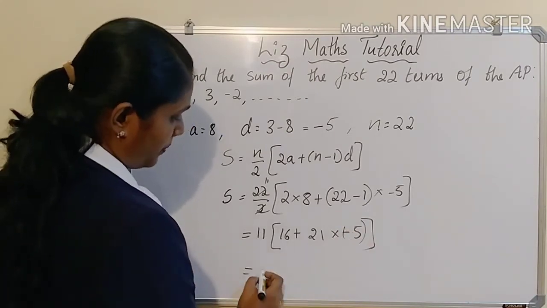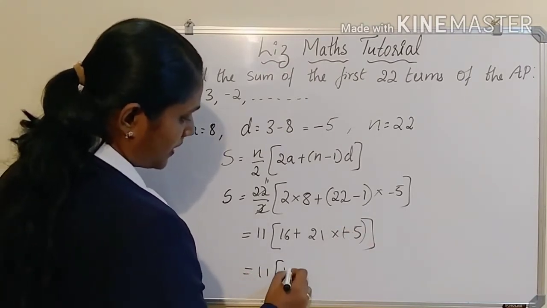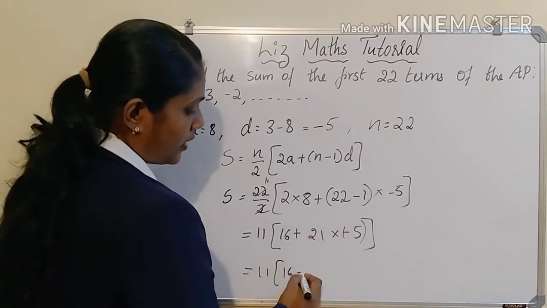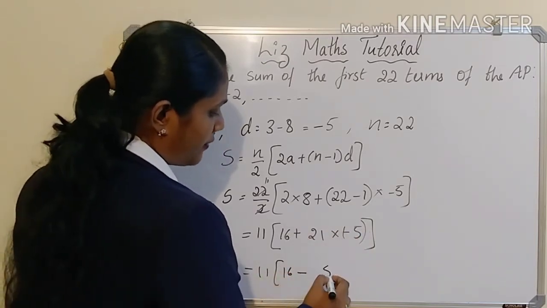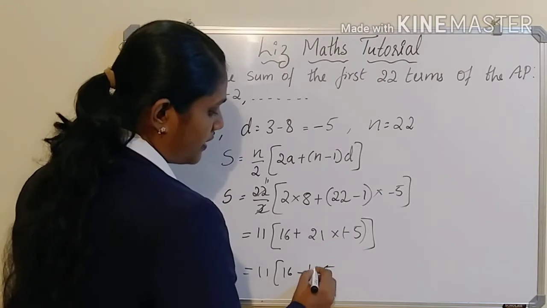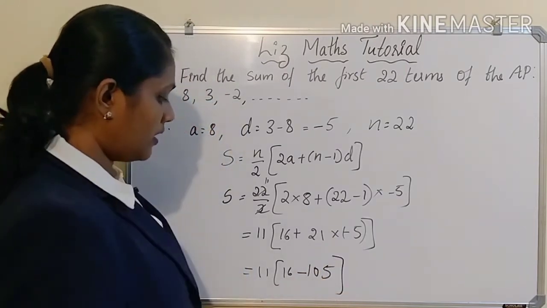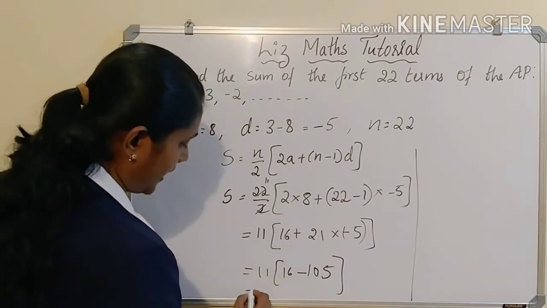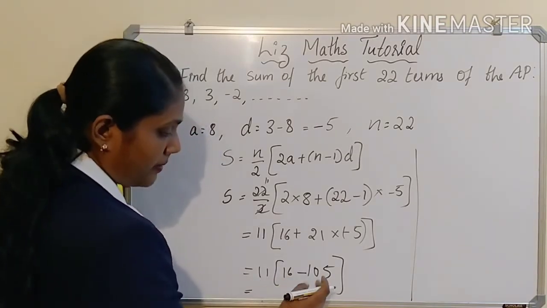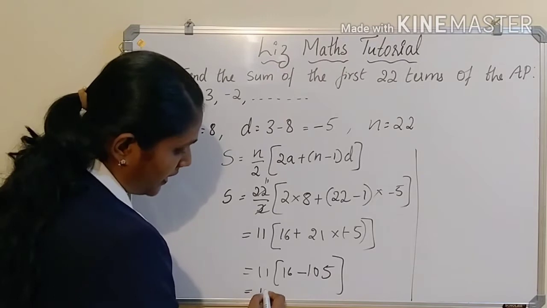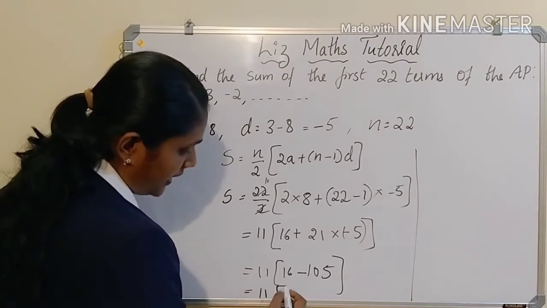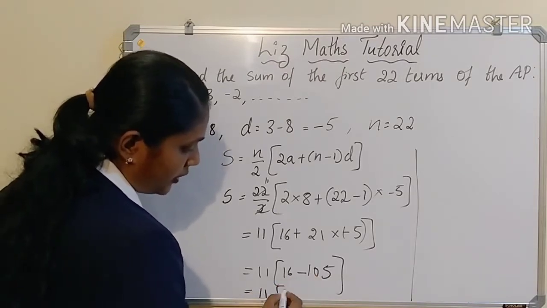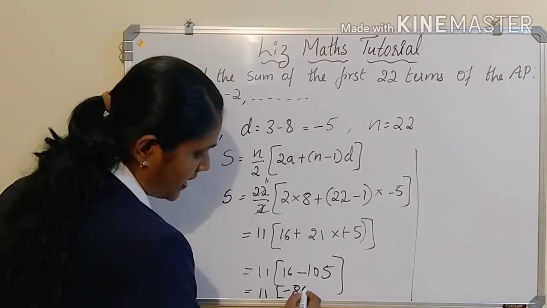5 minus into plus, you will get minus. 5 1s are 5, 5 2s are 10, you will get 105. Now go for the subtraction of this which is inside the bracket. What will you get here? 11, 16 minus 105, inside the bracket 16 minus 105, you will get minus 89.